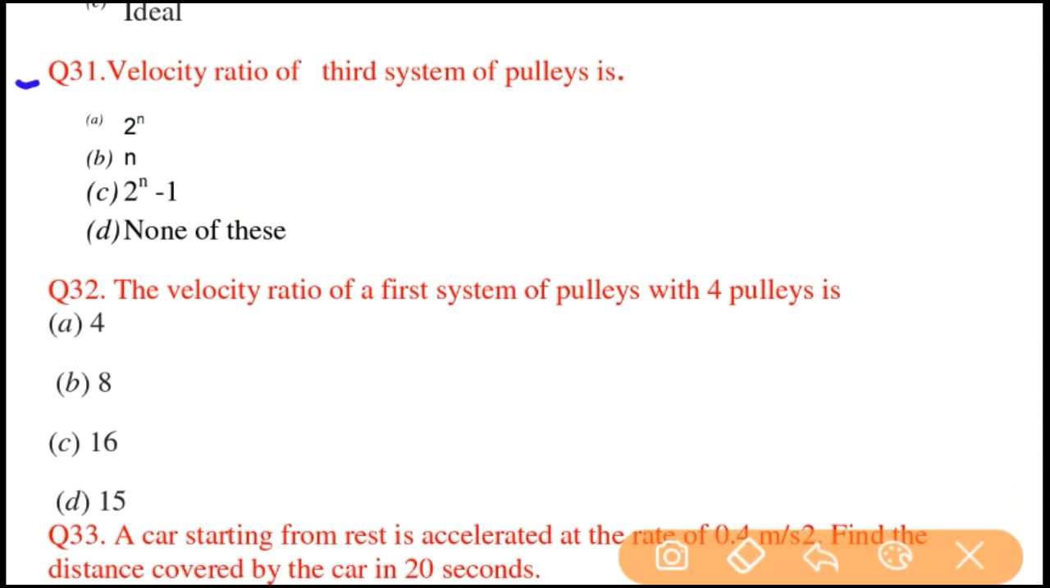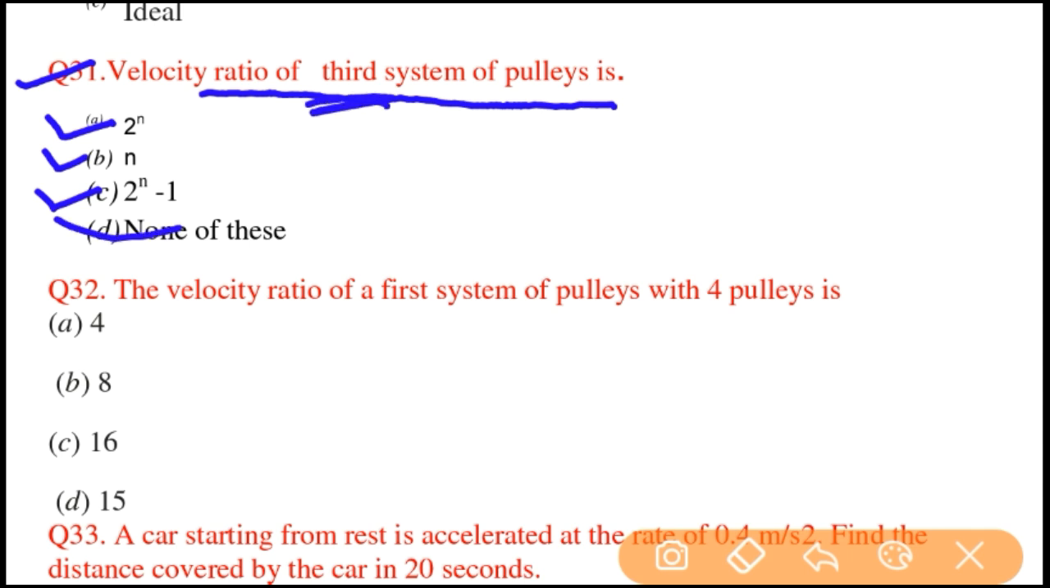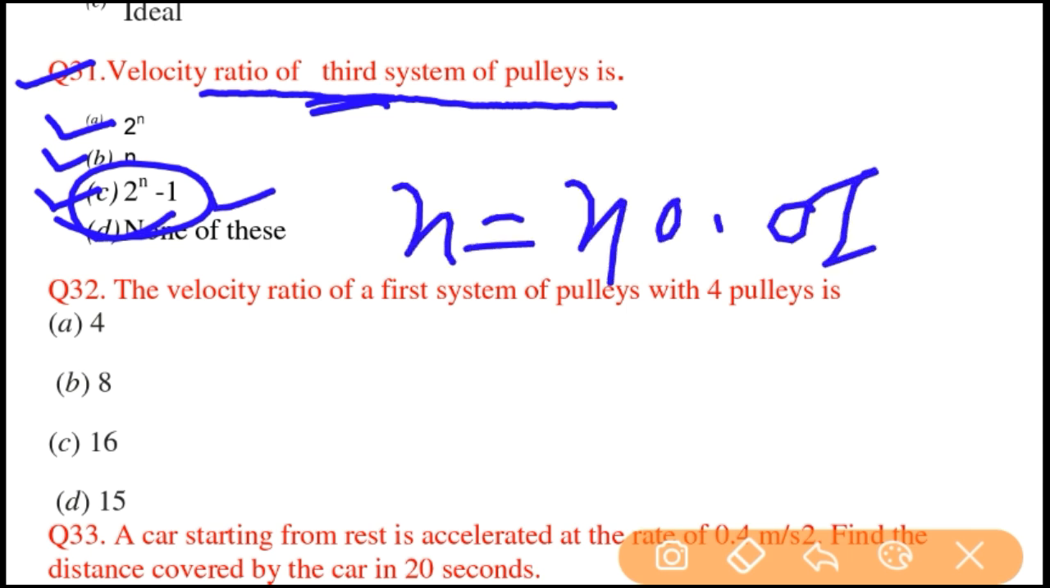In the next question, the velocity ratio of third system of pulley is given by option C, which will be the correct answer. Option A will be for a first order system. Option B will be for second order system. So here third order system means option C will be the correct answer, where n is the number of pulleys.